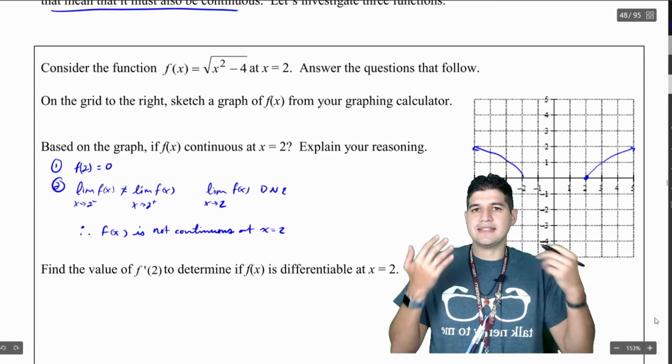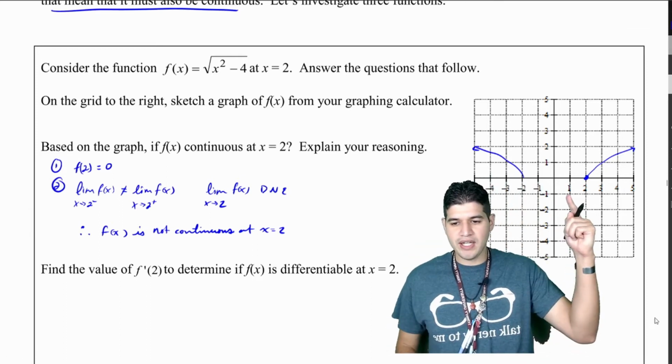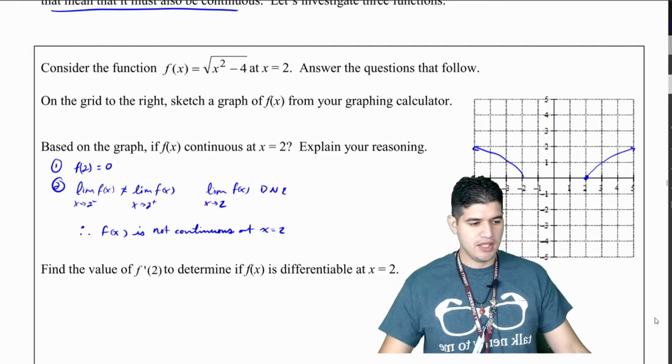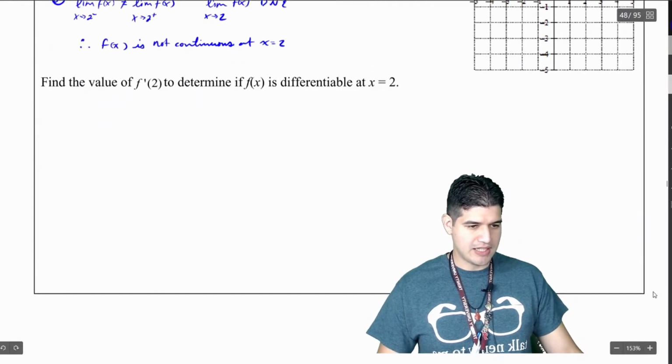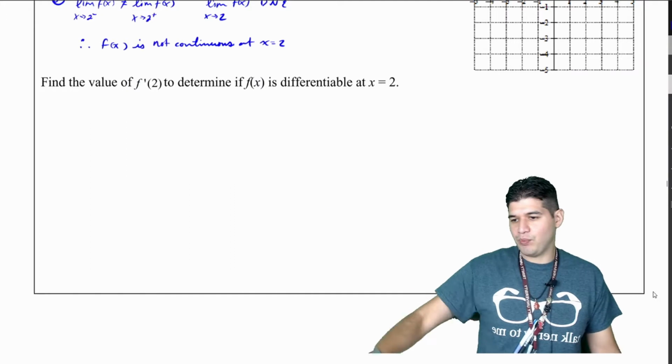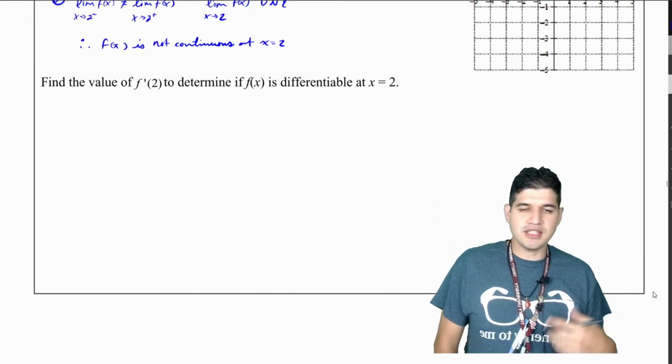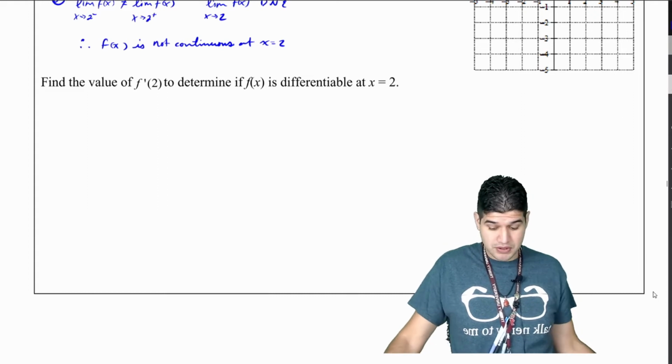And we can see that in our graph. It only has a right-hand limit. It doesn't have a left-hand limit. So let's go on and look at the next part. Now we want to find the value of f prime of 2, just to determine if it's differentiable.